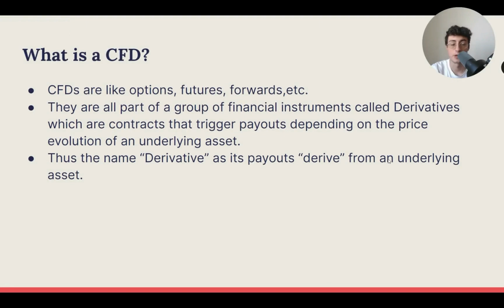So what is a CFD? CFDs are like options, futures, forwards, etc. They're all part of a group of financial instruments called derivatives, which are contracts that trigger payouts depending on the price evolution of an underlying asset. Thus the name derivative, as its payouts derive from an underlying asset.